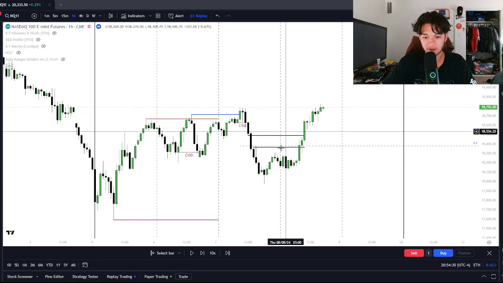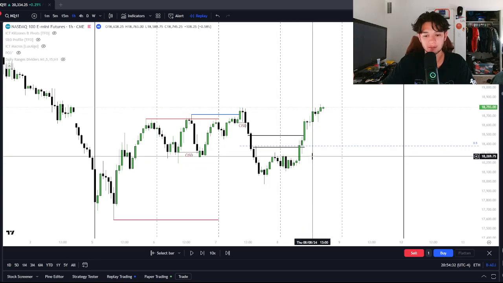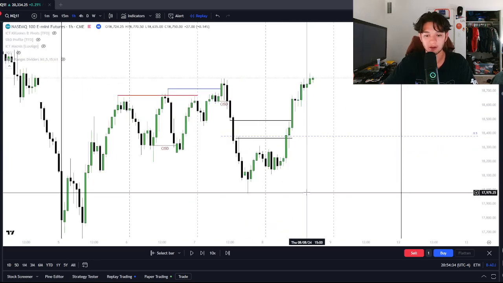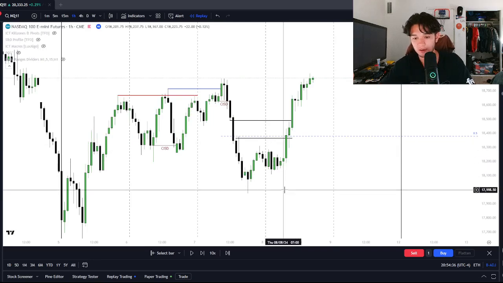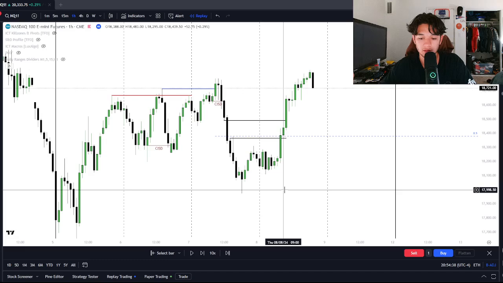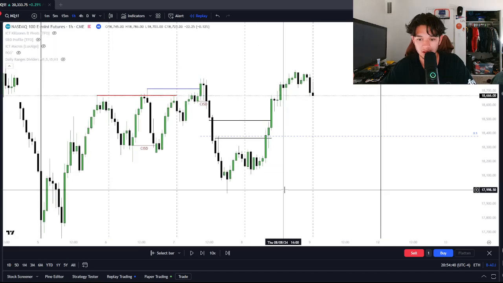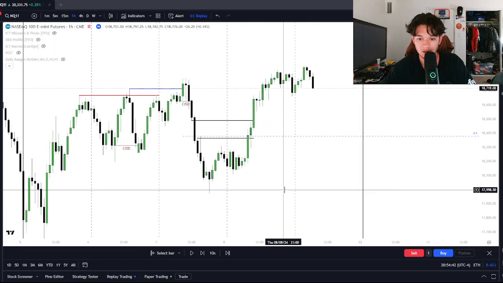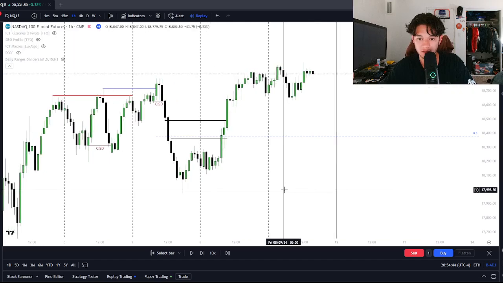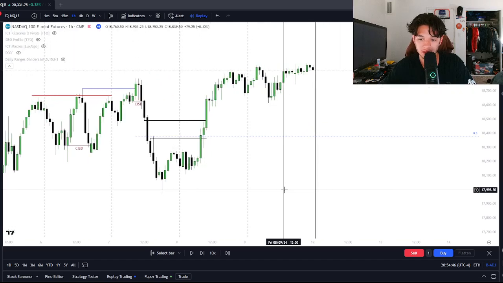So I'd be looking for a bearish trade on Thursday, but if we don't get it, we don't get it. I'm not going to force a trade. Okay. Thursday, Friday, we get consolidation pretty much.